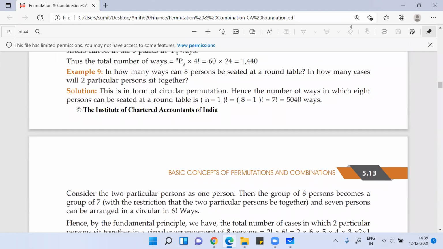Circular permutation. Like example 9, if you see, 8 persons seated in a round table, 7 factorial. How many cases such that 2 persons are together? So out of 8 persons, take 2 persons together. Suppose the 2 persons together make X. Now how many persons are there? 7 persons are there. 7 persons will sit in a circle in how many ways? 6 factorial. And the two persons will interchange their places in 2 factorial. So the answer would be 6 factorial into 2 factorial.